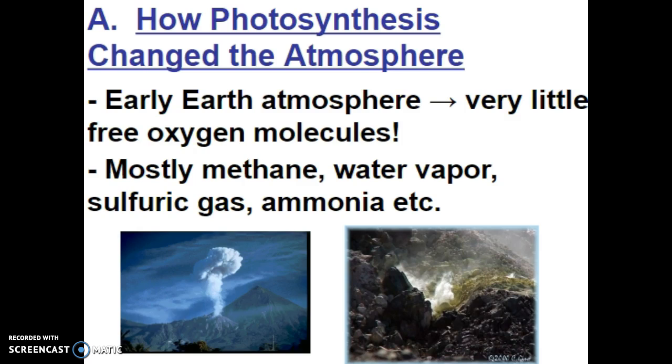Very early Earth atmosphere, before there was life on the planet, there was very little free oxygen molecules. Free oxygen meaning usable oxygen that's not locked up with another element. The early atmosphere was mostly methane, water vapor, sulfuric gas, and ammonia, mostly coming from the outgassing of volcanoes. As the Earth was cooling, those gases were being released into a very early atmosphere.